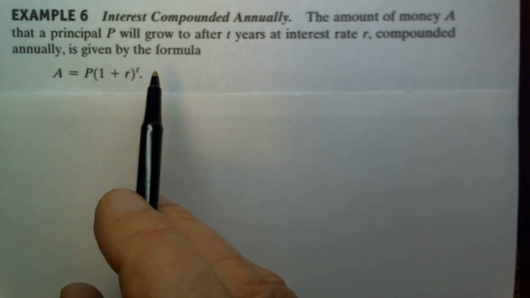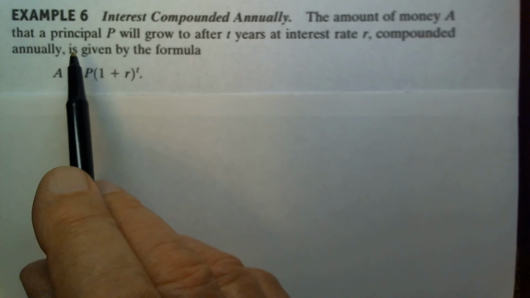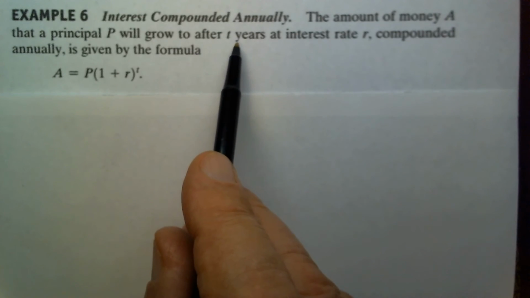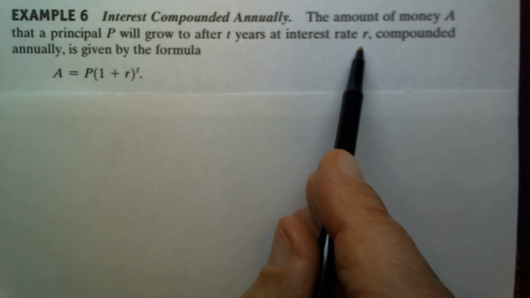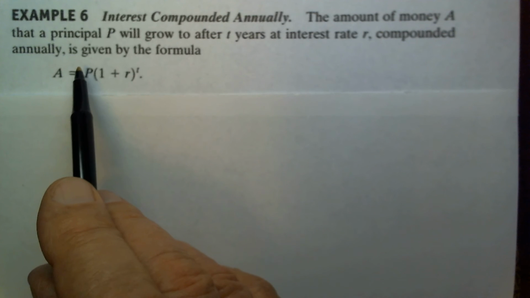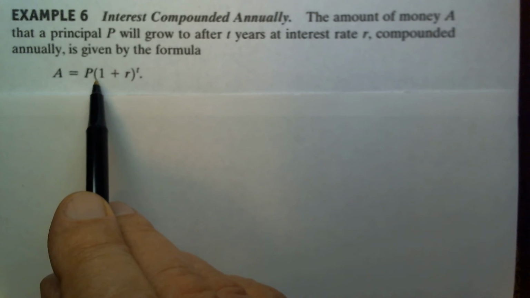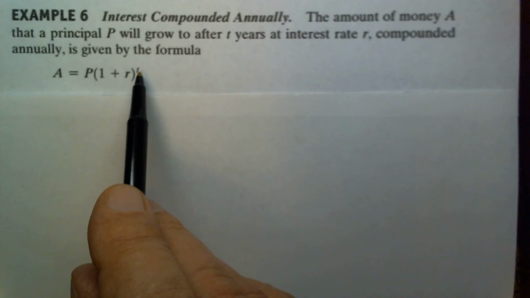Here's the formula when interest is compounded annually. So the amount of money A that a principal P will grow to after T number of years at interest rate R, written in decimal format, compounded annually, is given by the formula A equals P times (1 plus R), in parentheses, to the power of T.